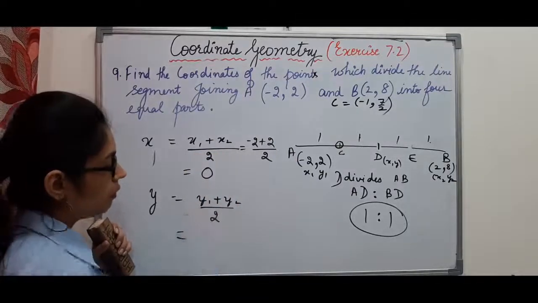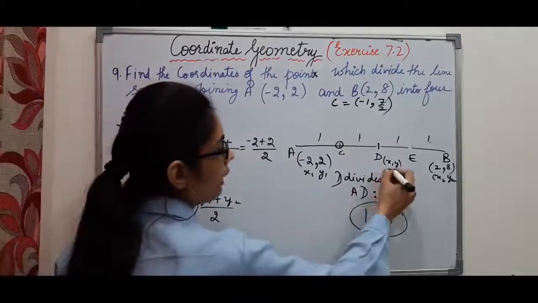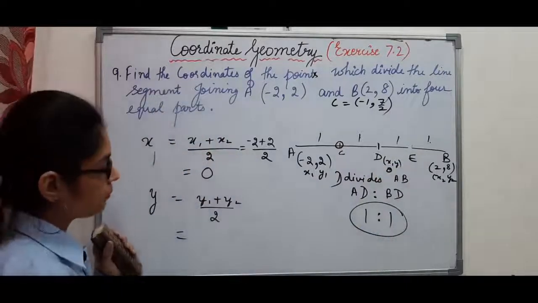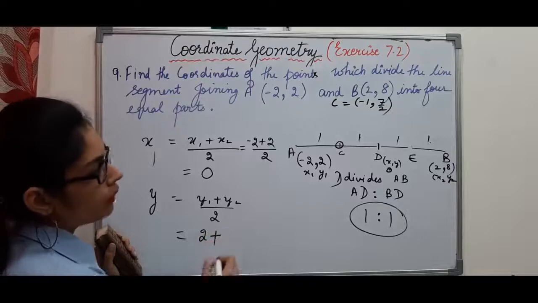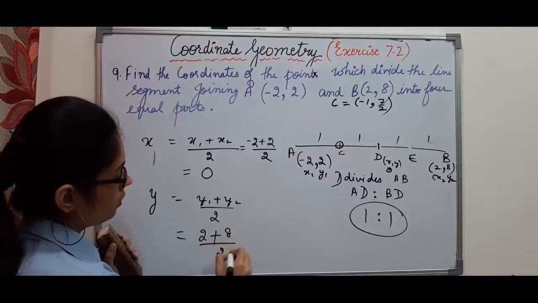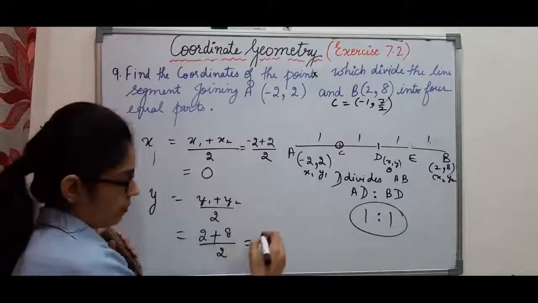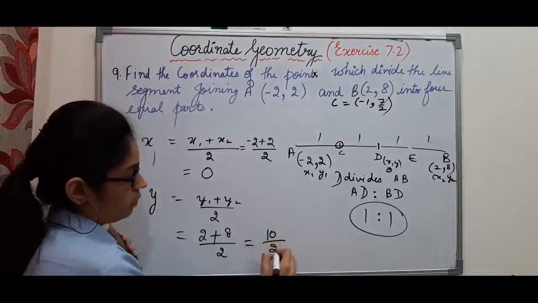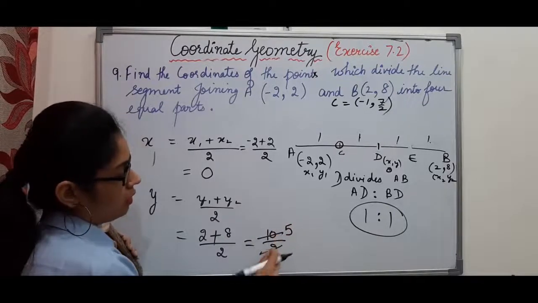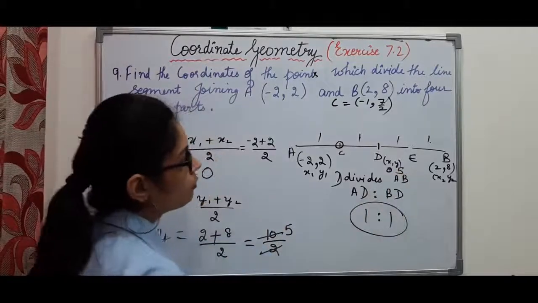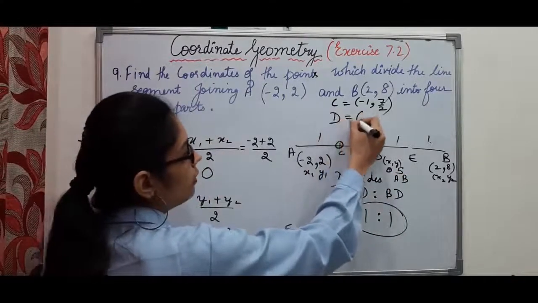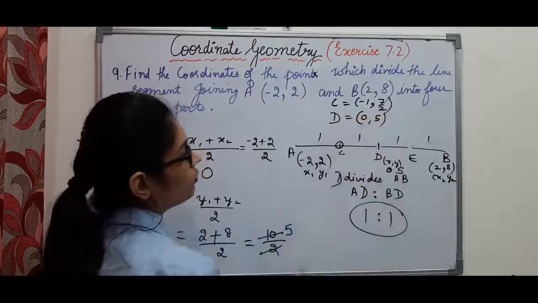Now we'll substitute the values of y. So here the x coordinate is 0. y1 is 2, y2 is 8, upon 2. So 2 plus 8 is 10 upon 2. So we'll do cancellation. 2 into 5 is 10. So we got the y coordinate equal to 5. So the coordinates of point D, we can write here, 0 and 5.